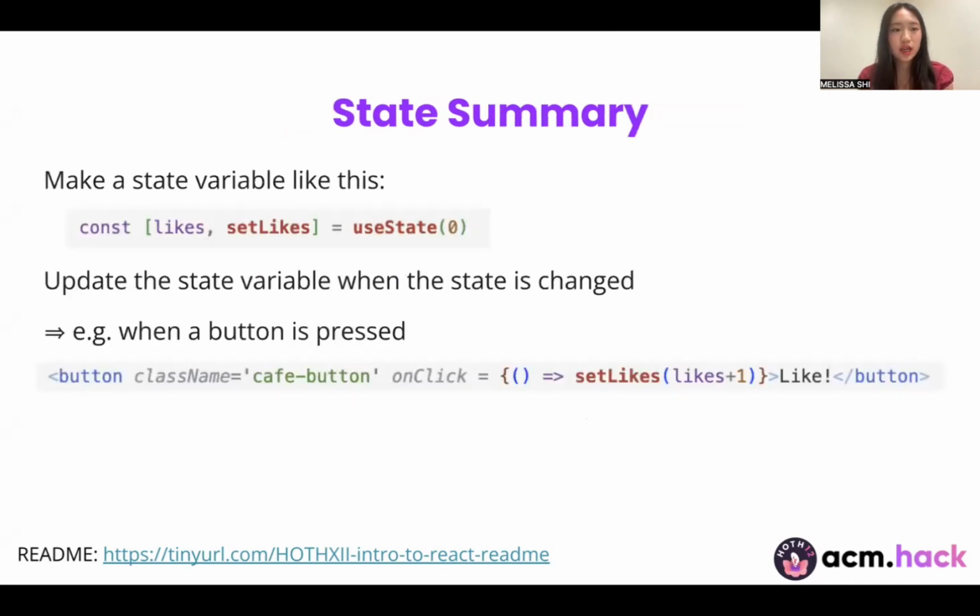So for state, we make a state variable using that syntax: const [likes, setLikes] = useState(0). And this initial state could be anything. It could be true, false, zero, or a number. And then we update the state variable when the state is changed. For example, when a button is pressed, we'll use onClick, and then you'll set likes to likes plus one, or whatever you want it to be.